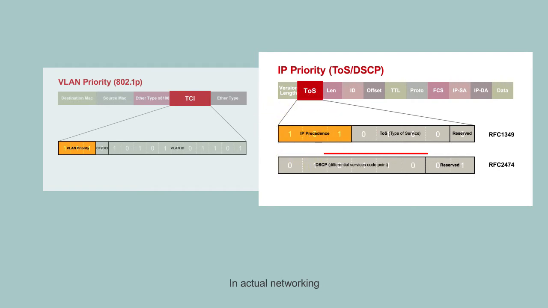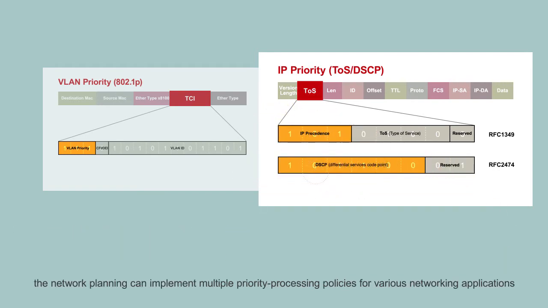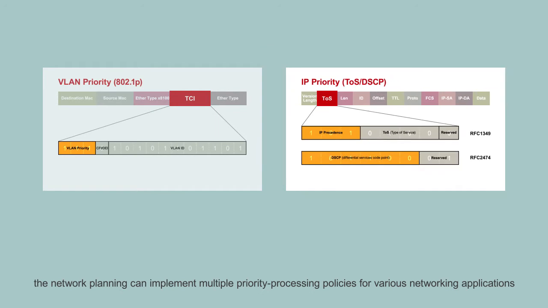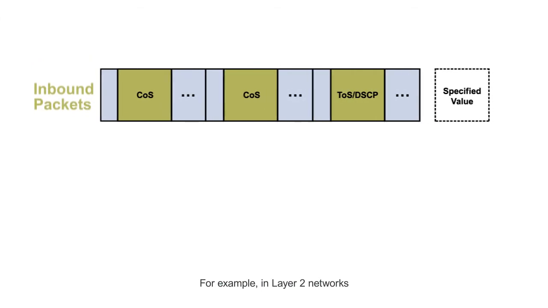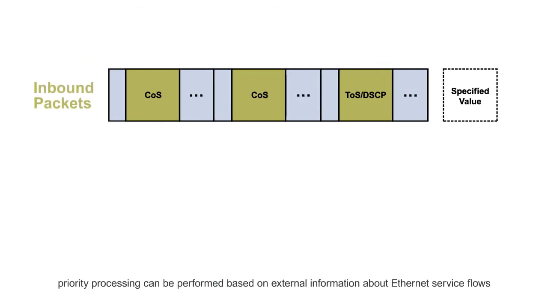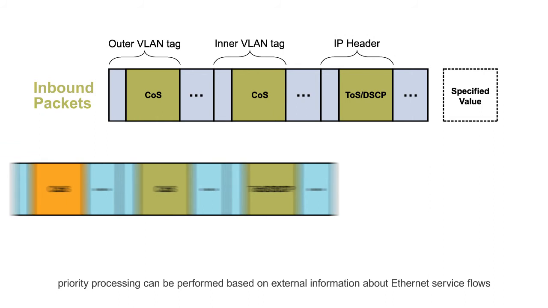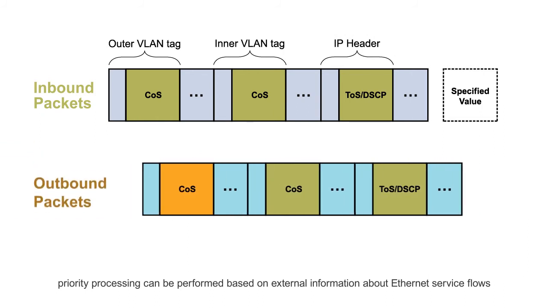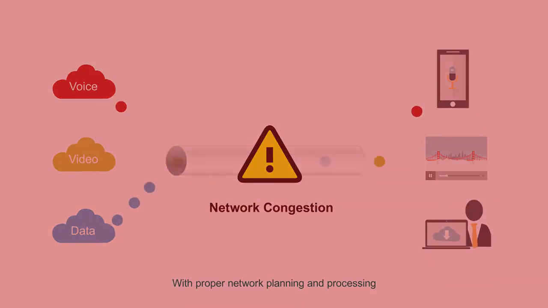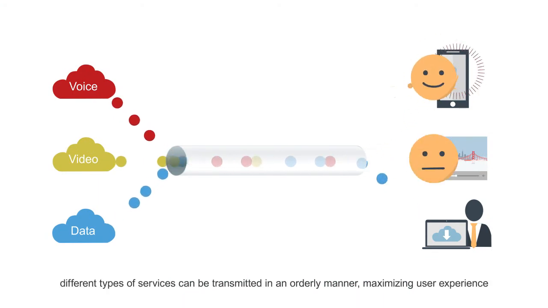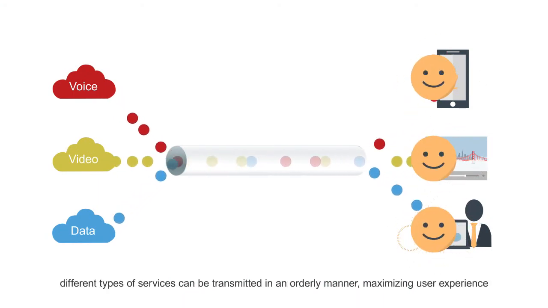In actual networking, the network planning can implement multiple priority processing policies for various networking applications. For example, in Layer 2 networks, priority processing can be performed based on external information about Ethernet service flows. The QoS source of packets at the egress can be the outer QoS, inner QoS, IPTOS, or DSCP of the original packets. With proper network planning and processing, different types of services can be transmitted in an orderly manner, maximizing user experience.